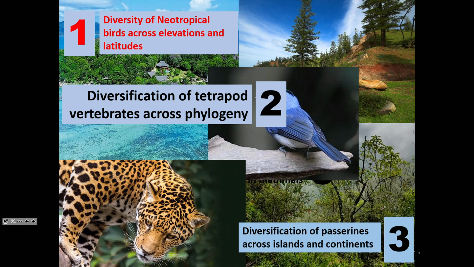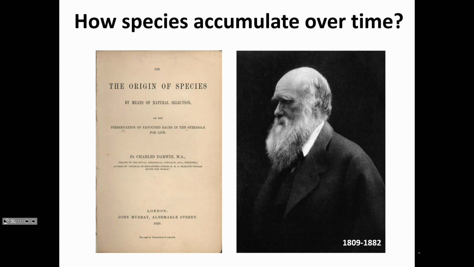That was the first study. The second one studies the dynamics across the phylogeny. So we can again start with a question: how do species accumulate over time?